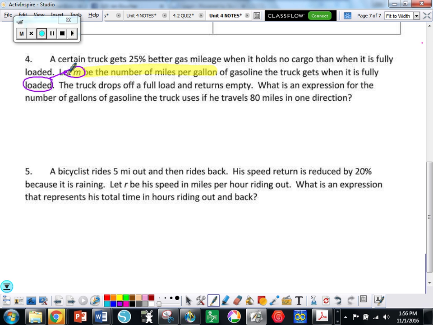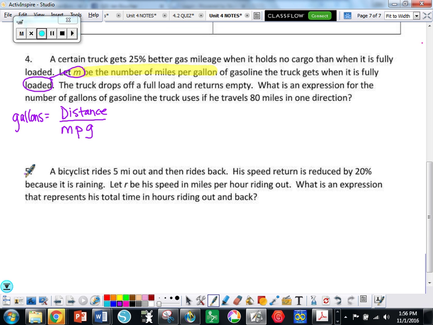Better, because it's empty. What is an expression for the number of gallons of gas the truck uses if you traveled 80 miles in one direction? Well, the first thing is you have to figure out how many gallons of gas you use. What's the equation for that? If I want to know how many gallons my tank uses, what do I need? I need to know how far I go. I want to figure out how many gallons I'm using. What equation is that? I know how far I go, and I also need to know my gas rate, miles per gallon.